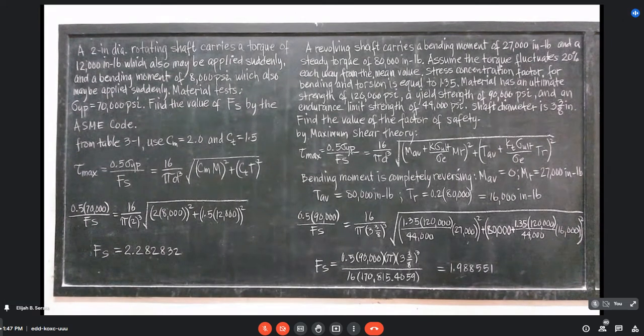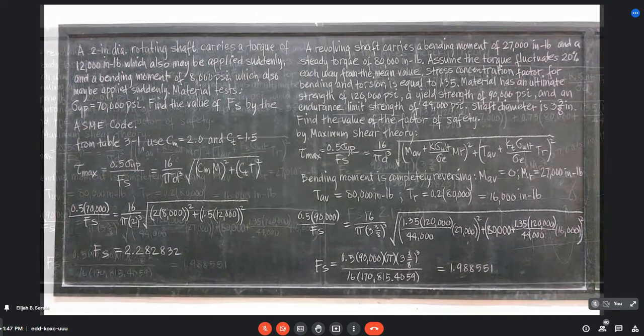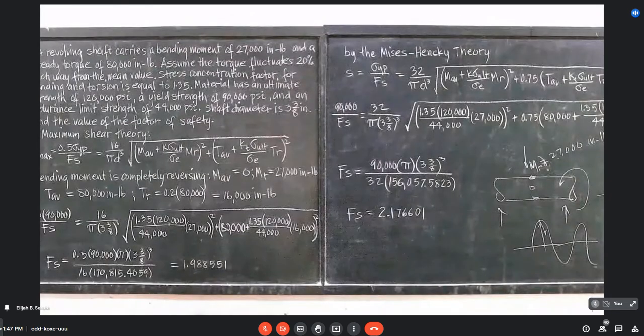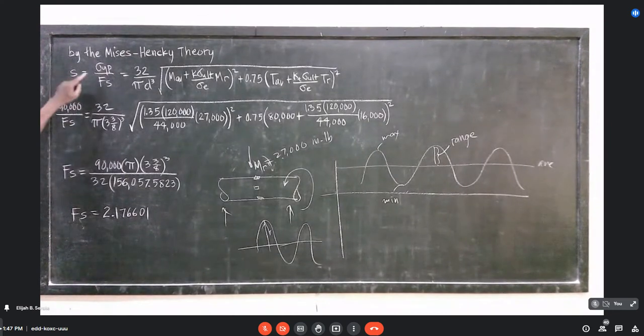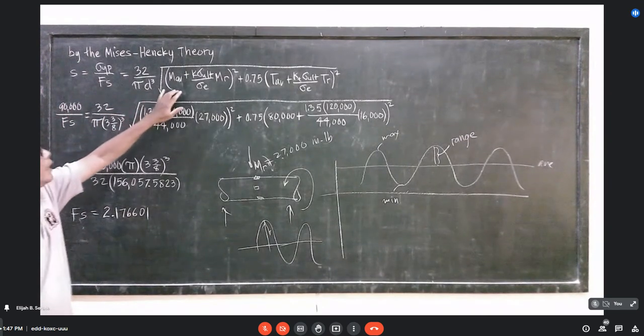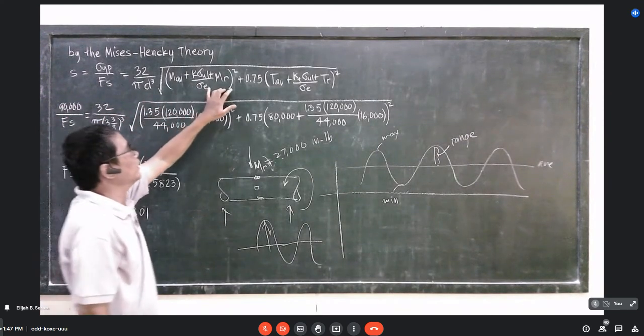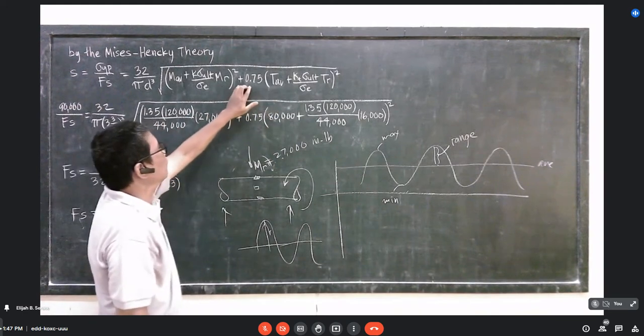Wala na? Okay, let's proceed with using the Von Mises theory. So this time we are going to use the Von Mises theory. By the Von Mises theory, we have the yield point over the factor of safety equals 32 over pi d cube. Again, similar to the maximum shear stress except for the 0.75.